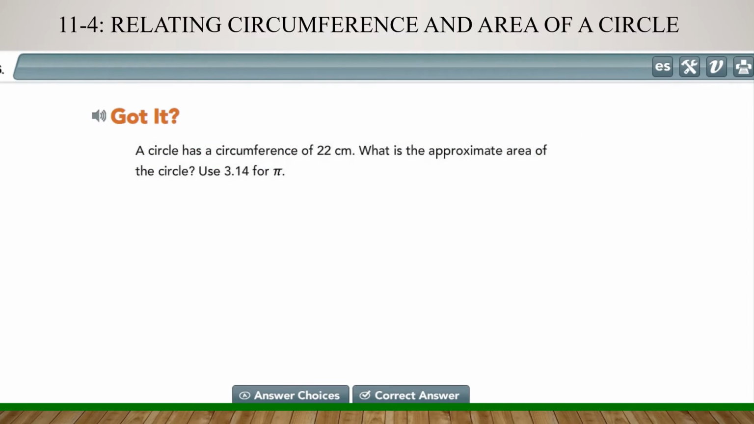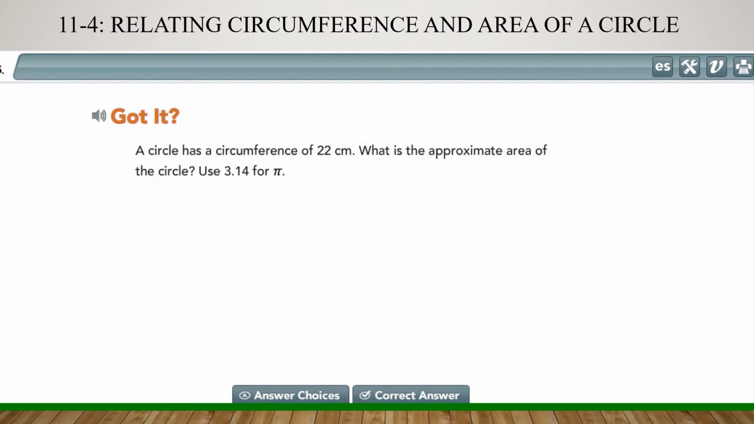Part 1, got it. A circle has a circumference of 22 centimeters. What is the approximate area of the circle? Use 3.14 for pi. This data is just like the example. It gives us the circumference, but we have to find the area.